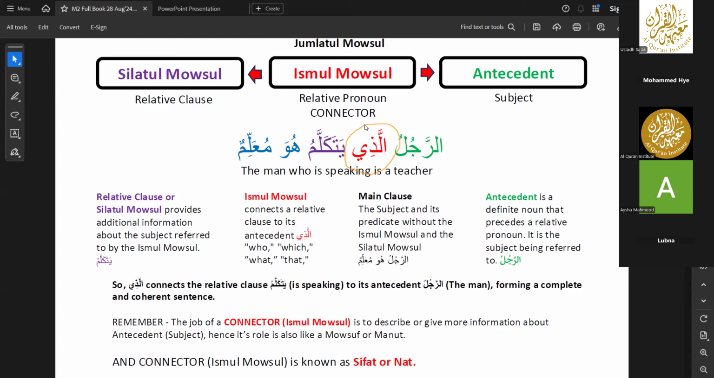This is a special function, and maybe Dr. Mahmoud will, if we have time, cover that later. And finally, the ar-rajulu is simply the subject, the definite noun. Nothing complicated about that one. It is a Jumlatul ismiyah, therefore we have an ism at the beginning. Is everyone clear before I move on? Any questions, any confusion? Especially if it's a new topic for you.